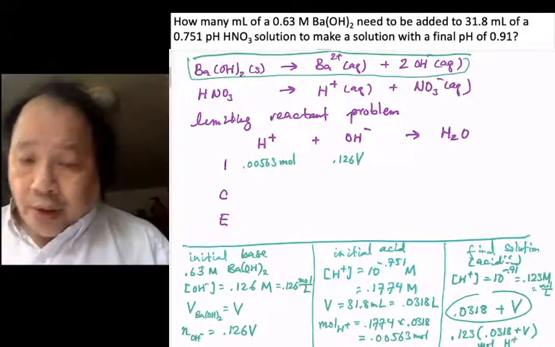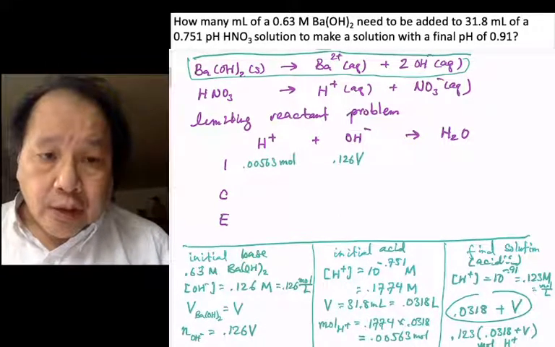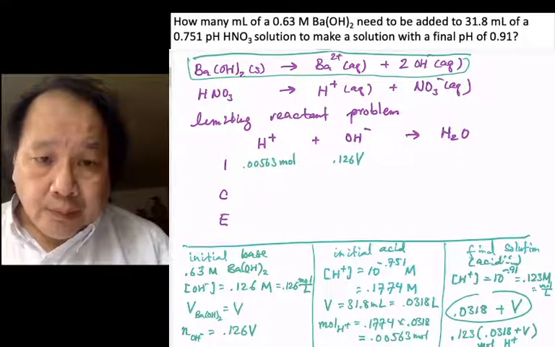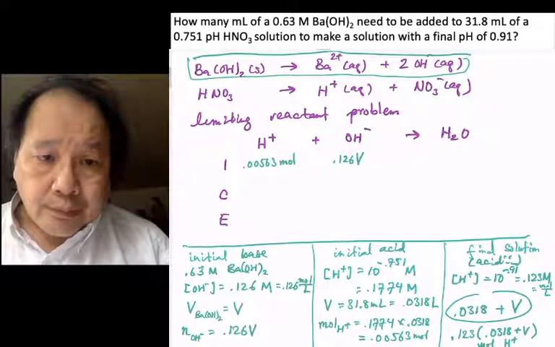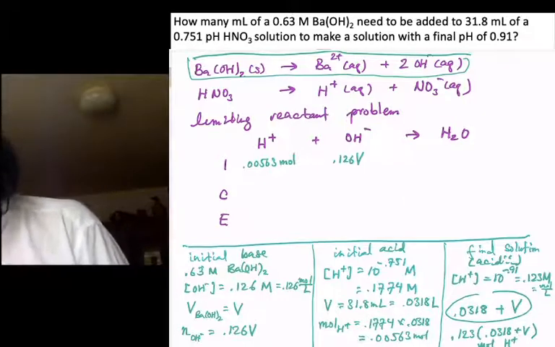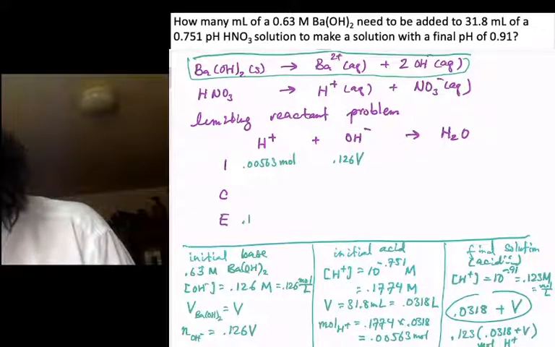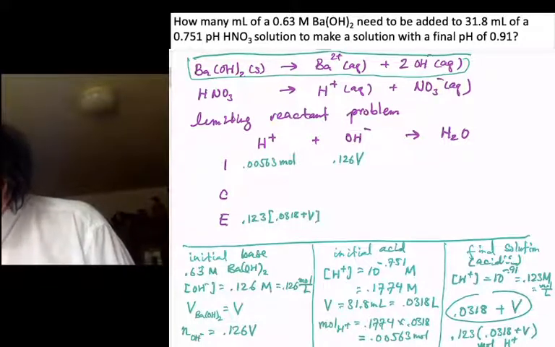And tell me, where do I enter that into the ICE table? In which line? I, C, or E? Put it in chat. Good, you put it into E. So it's 0.123 times (0.0318 plus V).